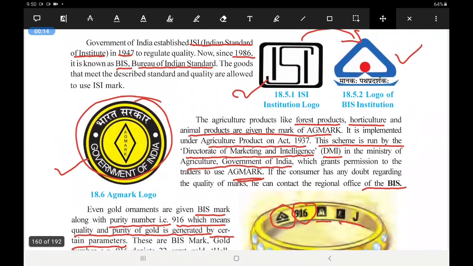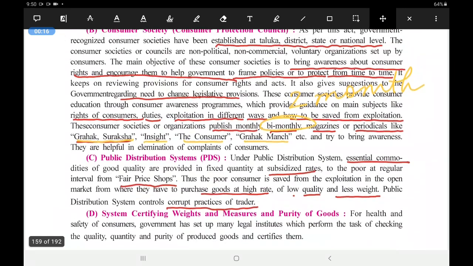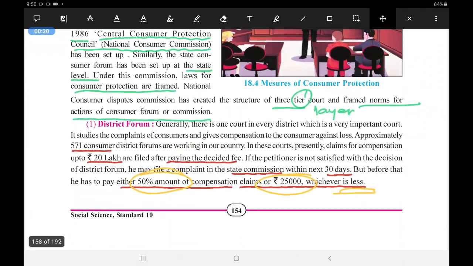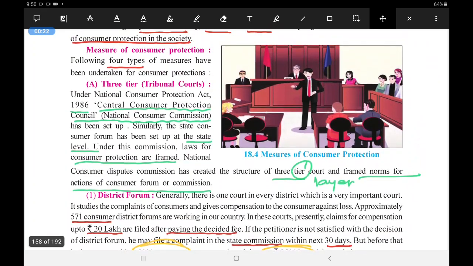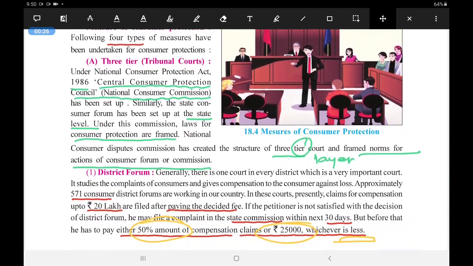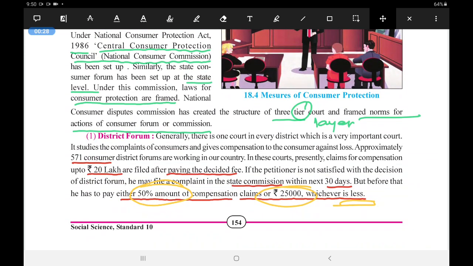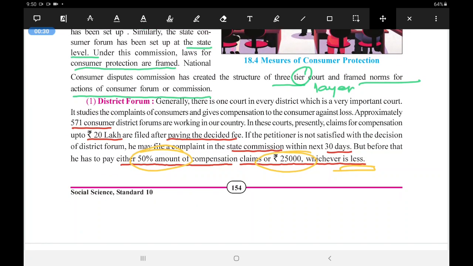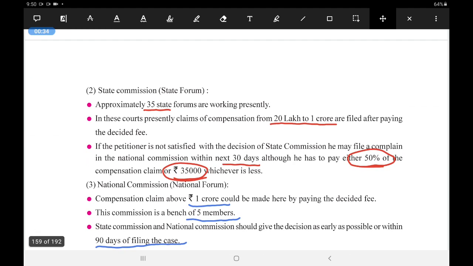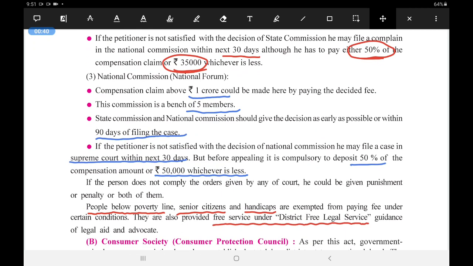In the previous video lecture, we saw the measures for consumer protection. We saw that there are district forums where you can go if the compensation is up to 20 lakh rupees. At the state level, you can go from 20 lakh up to 1 crore rupees. At the national forum, you can go if it is more than 1 crore.